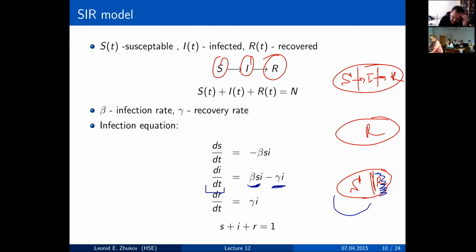Now, at the same time, there is an equation on susceptible people. The number of susceptible people is just decreasing because they're getting sick. And the number of recovered people is increasing due to recovery. And obviously, there is the same gamma here, the recovery rate. And now, since we have three types of population, S, I, and R, they all add up to 1.